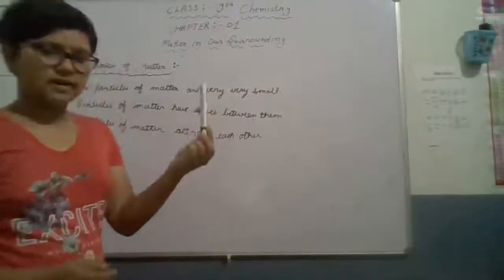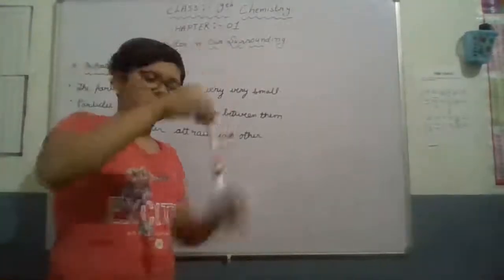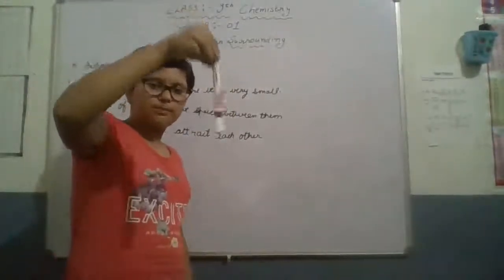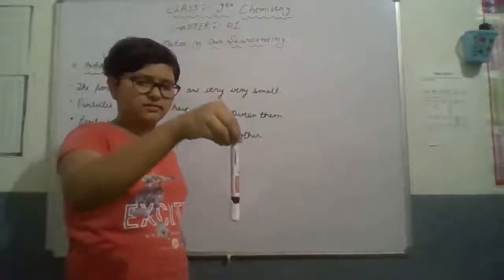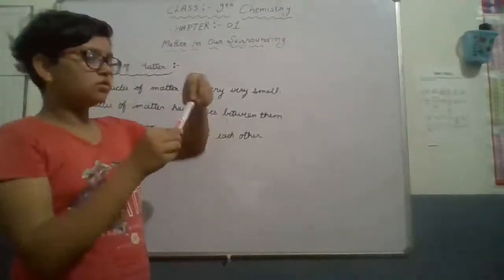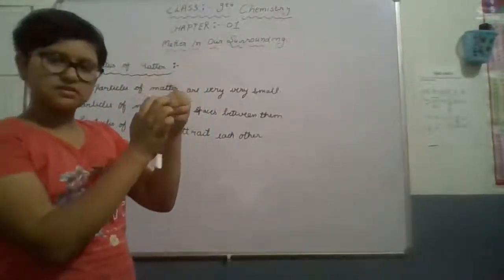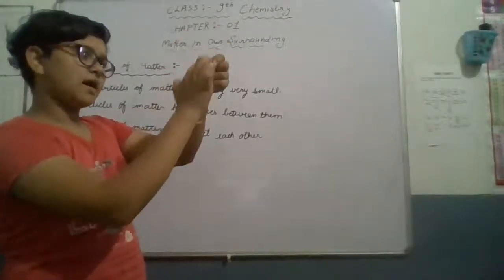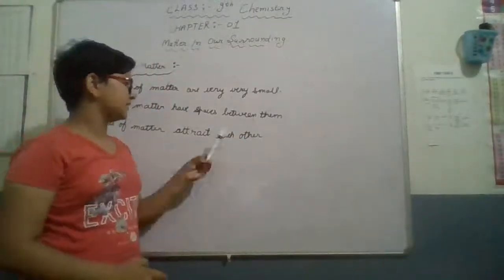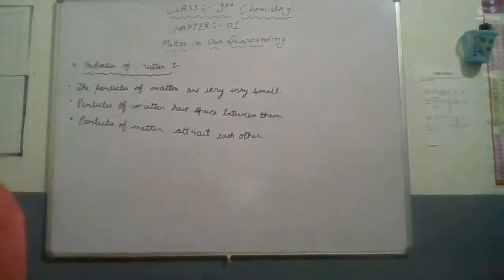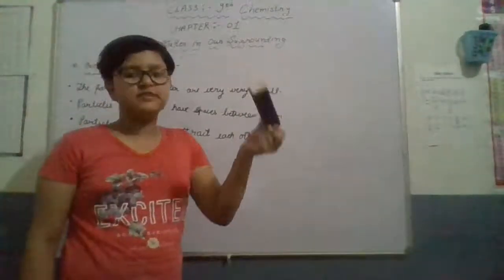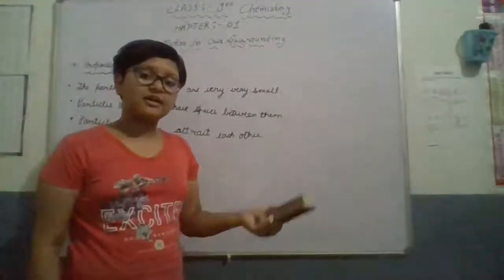Now look at this marker. I have only lifted the uppermost part of this marker. I have not lifted this part. Now, the molecules of this region attract the whole marker in my hand. That's why particles of matter attract each other. Now, I cannot cut through this duster as this duster has attraction between its particles.